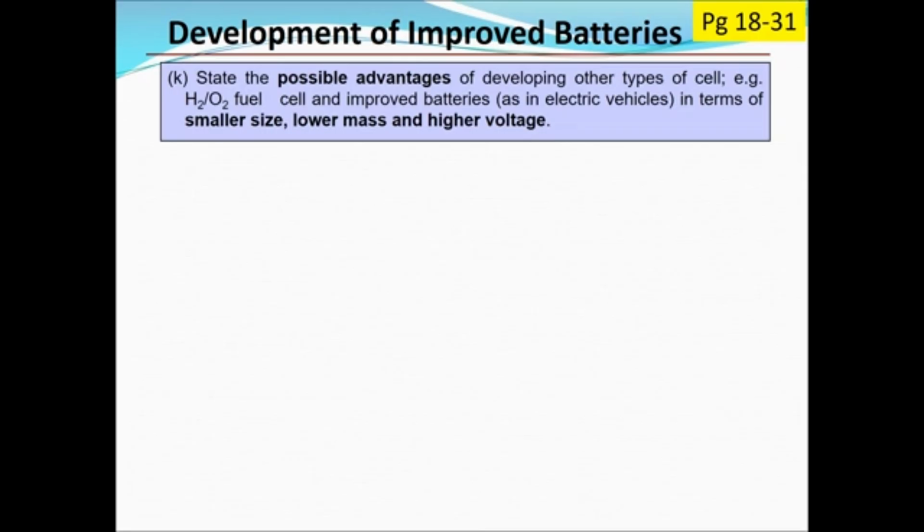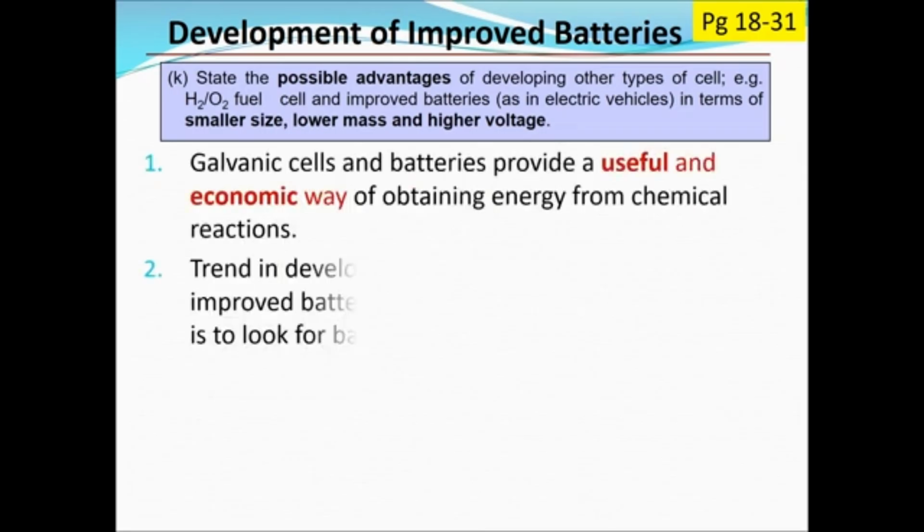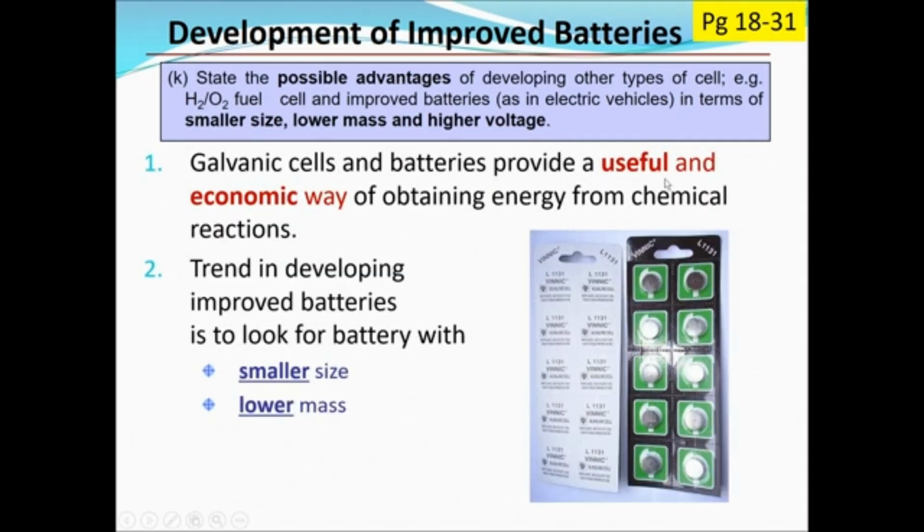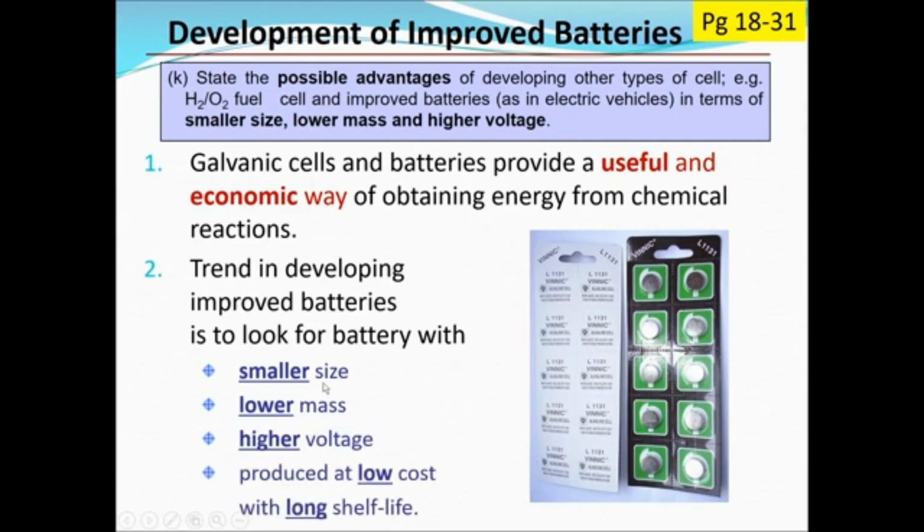The main thing we are focusing on will also be the advantages and disadvantages of the various batteries. Firstly, galvanic cells and batteries provide a very useful and economic way of providing electricity, and are very portable. So there's a trend in improving, trying to get to smaller size, lower mass, higher voltage.